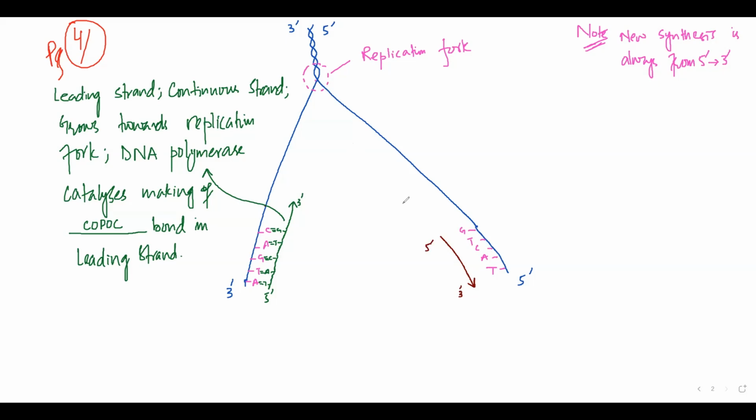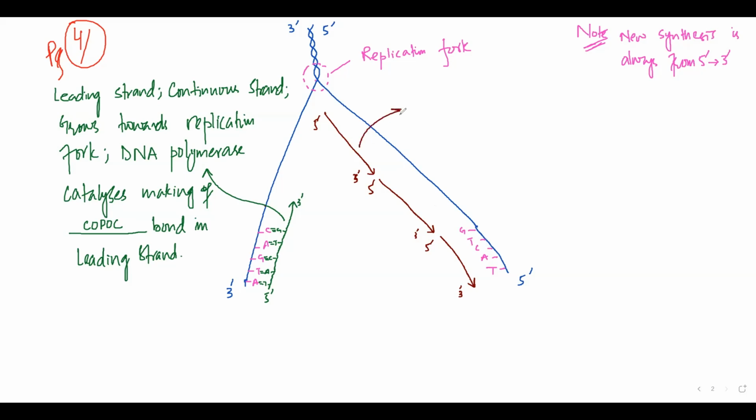Then when DNA opens a little more, then another fragment, 5 prime to 3 prime. Then another fragment, 5 prime to 3 prime. So then it opens and goes behind. So this one that is being made in the opposite direction, this strand is called what? Lagging strand.